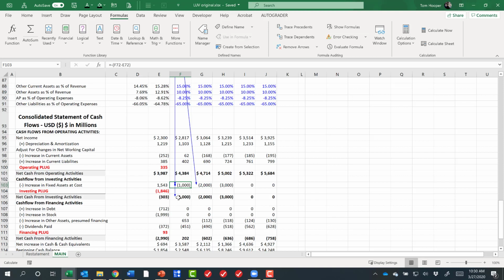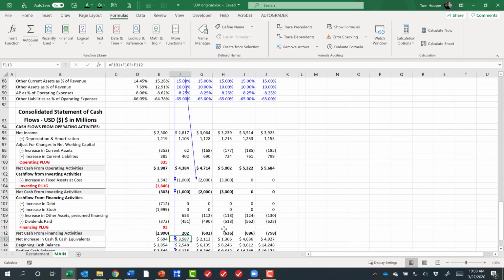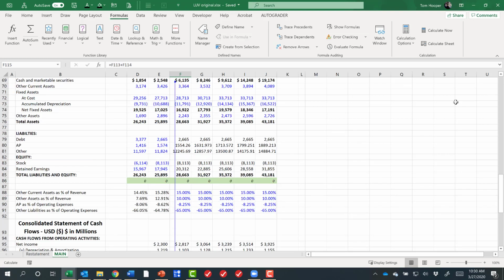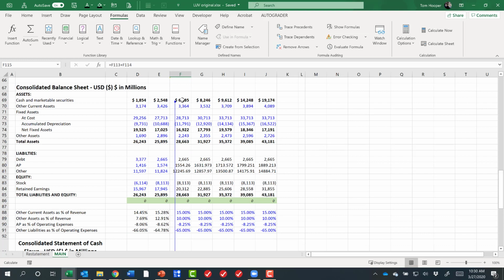Where does it go from there? Alt-MD shows us that it goes to our total net change from investing activities, of course, and eventually down to our total increase in cash and cash equivalents, and our ending cash balance, which I'm going to remove arrows before hitting Alt-MD one more time. And as you know, that goes right back up to the top of our balance sheet. And that's why when we increase our fixed assets at cost, we get a corresponding decrease in cash.